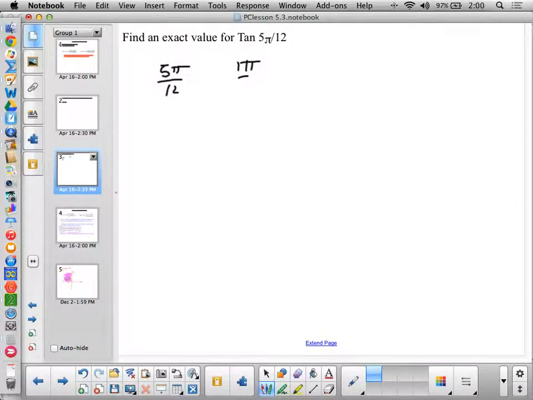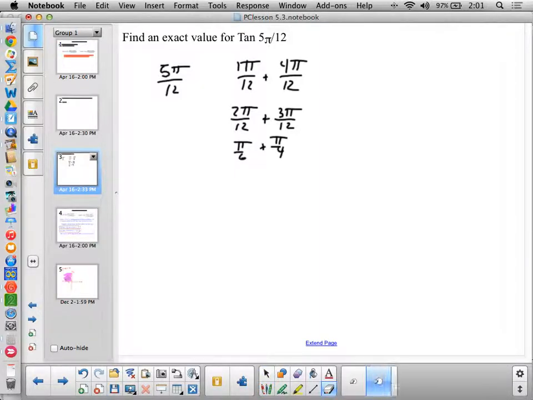Well, that's 1 pi over 12 plus 4 pi over 12. Okay, that doesn't help me because that's not an identity, so that combination is not going to work. So I can do 2 pi over 12 and 3 pi over 12. Well, that works. This is pi over 6 plus pi over 4. But before I proceed, I want to make sure those are going to give me nice numbers. What's the tangent of pi over 6? Tangent of pi over 6. Root 3 over 3. Ooh, that's not something I'm going to be interested in. So, probably not. And you're saying, but wait a minute, there's nothing else that adds up to 5 pi over 12. Those are all my choices.